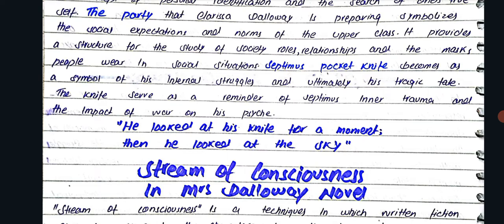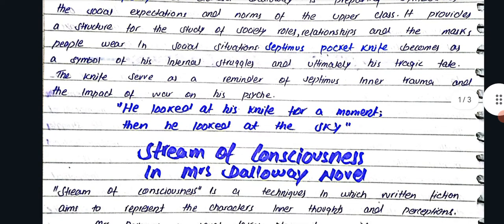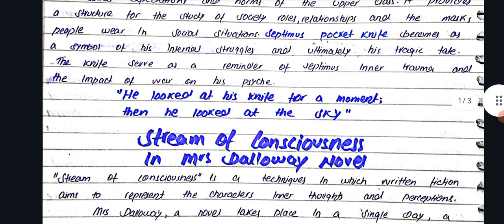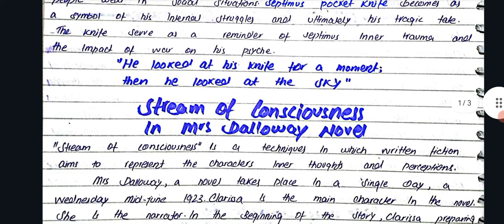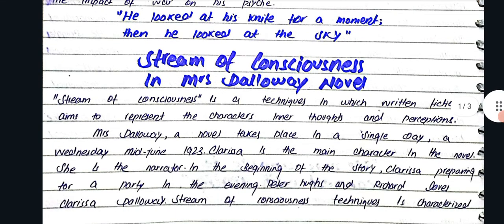Septimus' pocket knife becomes a symbol of his internal struggle and ultimately his tragic fate. The knife serves as a reminder of Septimus' inner trauma and the impact of war on his psyche. He looked at his knife for a moment, then he looked at the sky.